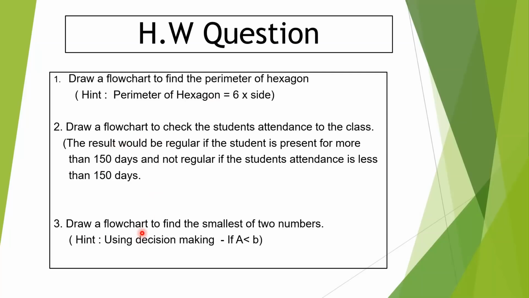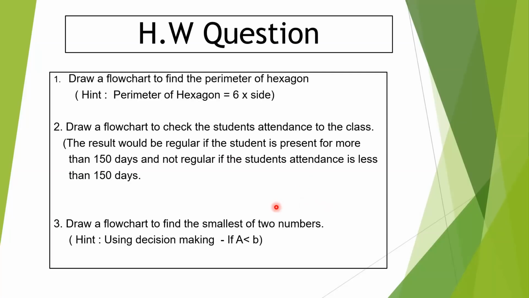And these 2 questions are on decision making. Draw a flowchart to check the student's attendance to the class. The result would be regular if the student is present for more than 150 days, and not regular if the student's attendance is less than 150 days. It should read a particular student, read A or whatever variable, and then in the decision making symbol it should analyze if A is greater than 150. If it is yes, print A as regular.